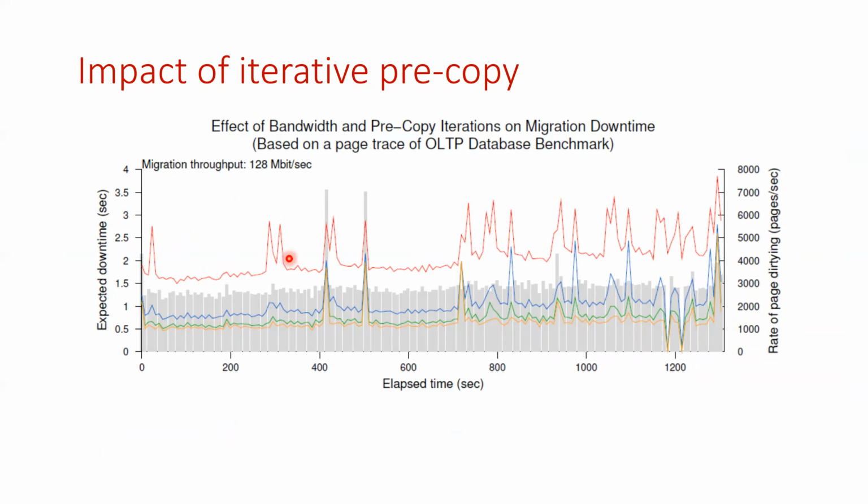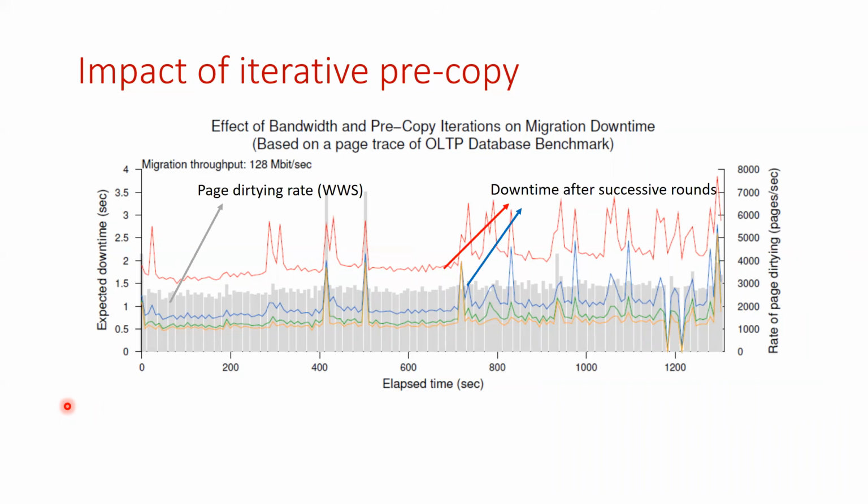Okay, so here is a small experiment from the paper where they take a database application and they show what happens to this application during iterative pre-copy. The gray bars that you see here are basically indicating the rate at which pages are being dirtied by the application. You can see the application is dirtying a few thousand pages every second. And then the red, blue, green, and yellow lines indicate, if you had stopped after 1 round, 2 rounds, 3 rounds, 4 rounds, what would have been the downtime of the application.